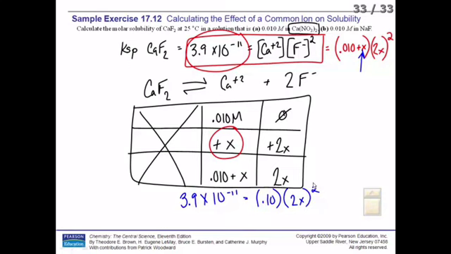That makes your job a lot easier. So let's be careful here. Remember that this will give you 4x squared. This is 0.10.